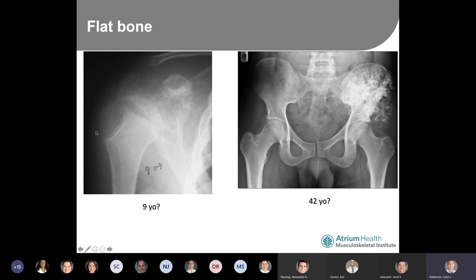All right. Eric, do you want to tell me about the X-ray on the left? So we're looking at a 9-year-old, I don't know if it's female, but a 9-year-old AP of a shoulder.